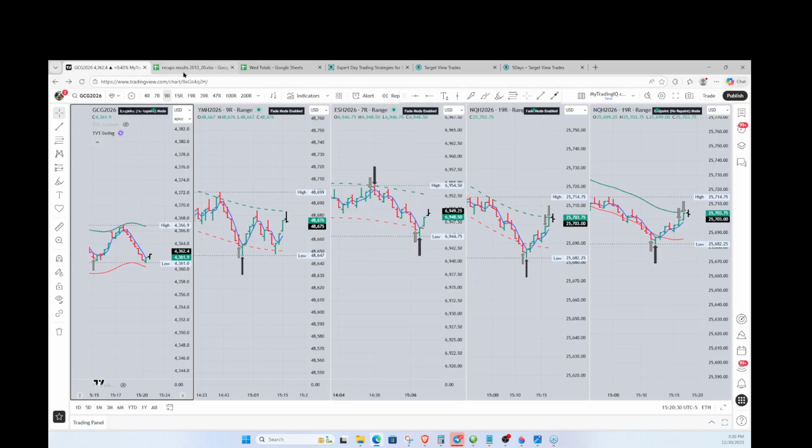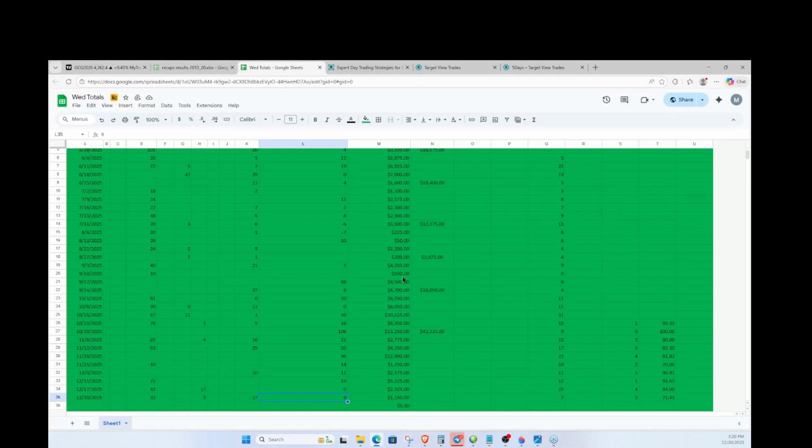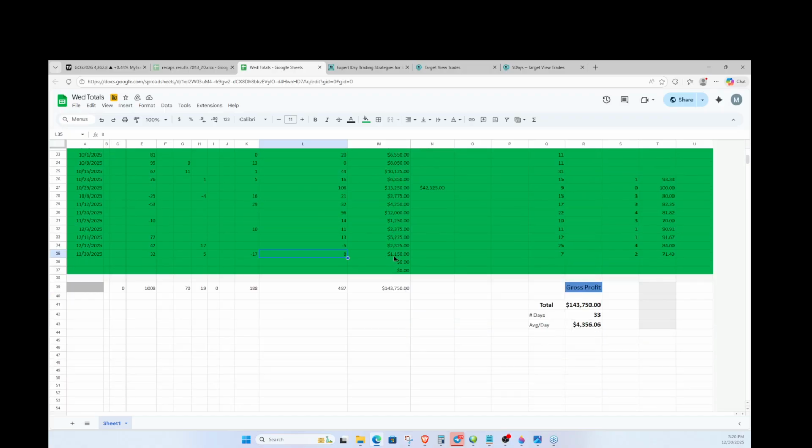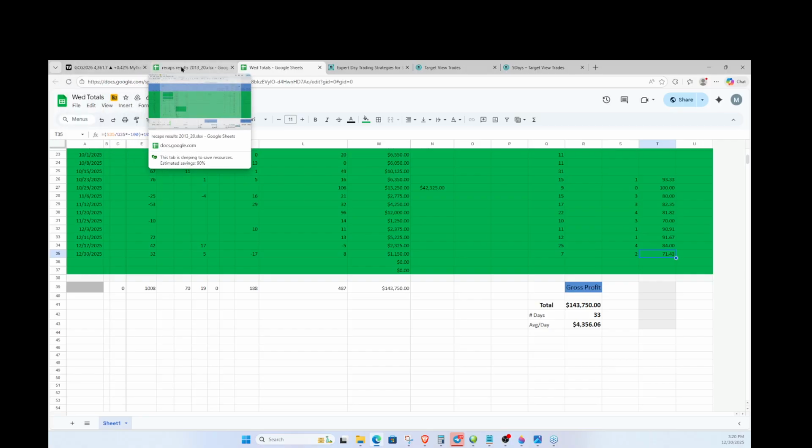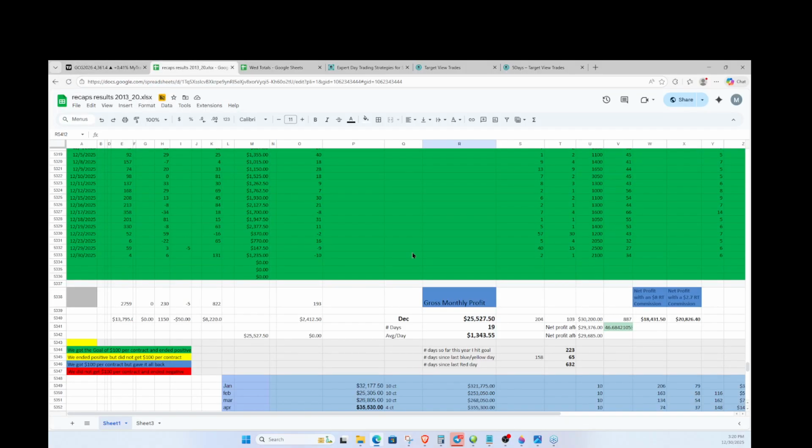Alright, so Wednesday totals. This is where we are right now. 1,157 trades, 2 stops, 71% break even or better. This is how we ended the morning session for 2025.